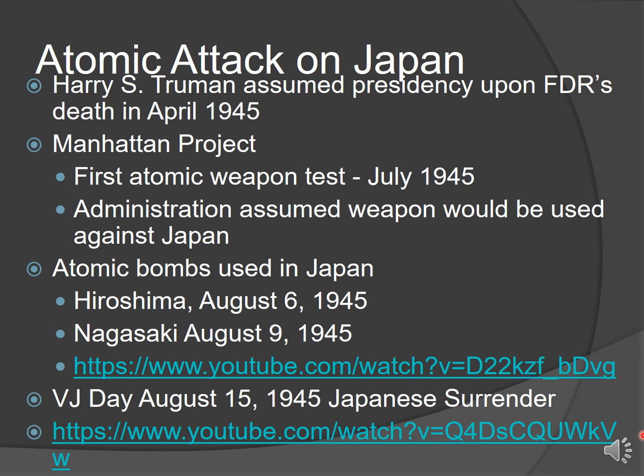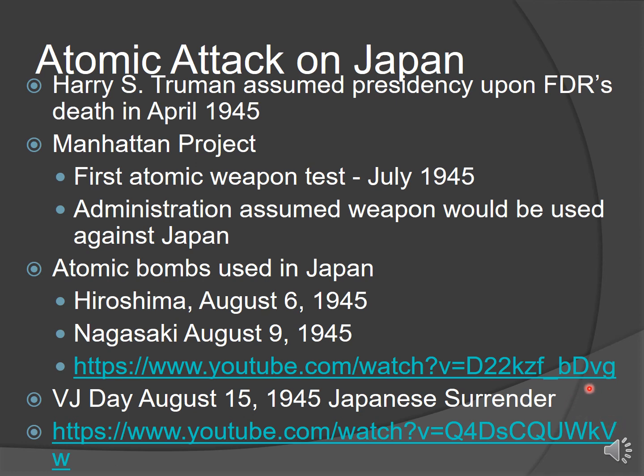When, as I've already mentioned, after the first bomb was dropped, the Soviet Union declares war on Japan and invades Manchuria. After the second atomic weapon is dropped, the Japanese agree to surrender, and victory over Japan, or VJ Day, is August 15, 1945, with this official surrender of the Japanese to the U.S.